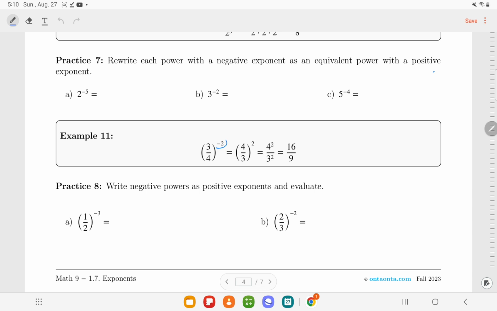So if we have a negative exponent, we take a reciprocal of the base. So numerator becomes denominator and vice versa. So we flip it. 3 over 4 becomes 4 over 3, and our exponent now is positive 2. And now we have, since 4 over 3 is in brackets, this exponent 2 applies to 4 and to 3. So we have to square 4 and we have to square 3. So that's 16 over 9. Now complete practice 8 and check your answers.